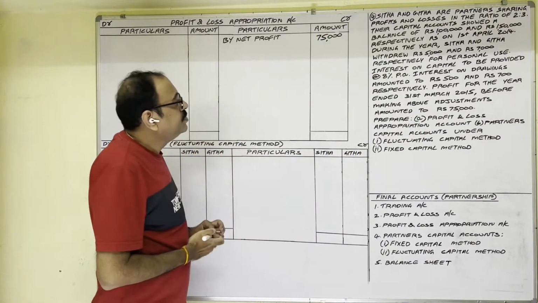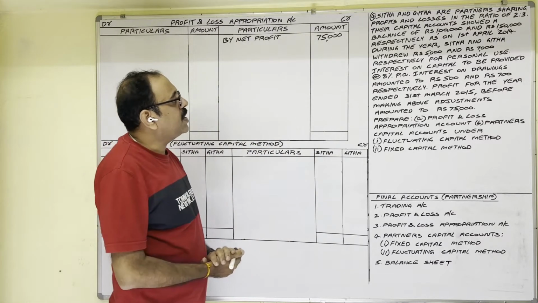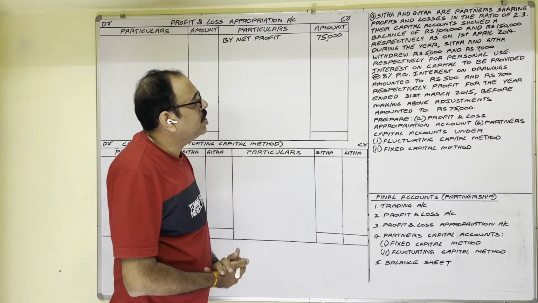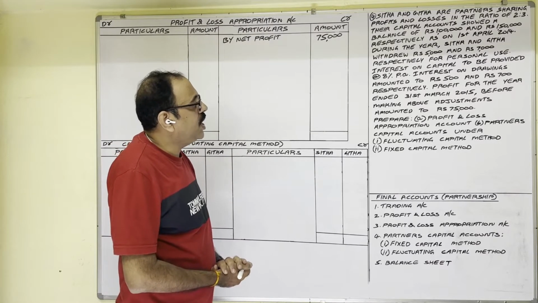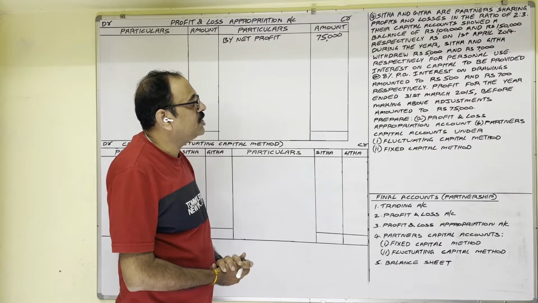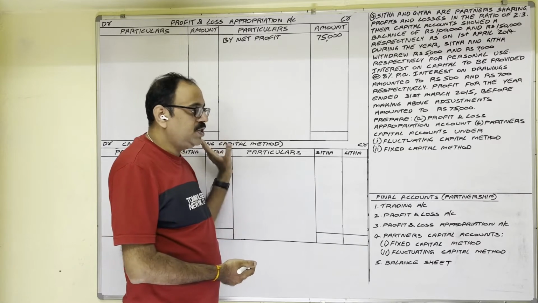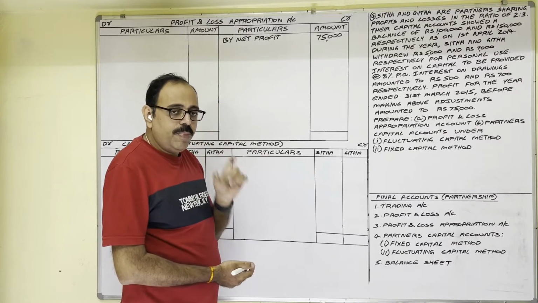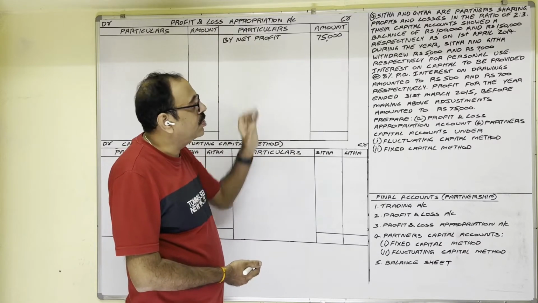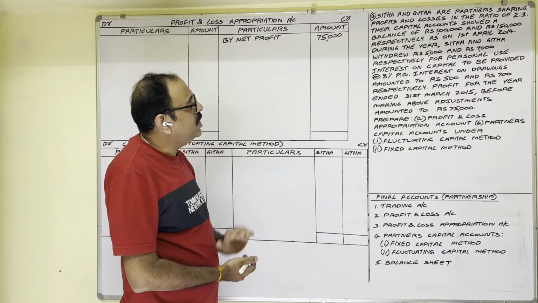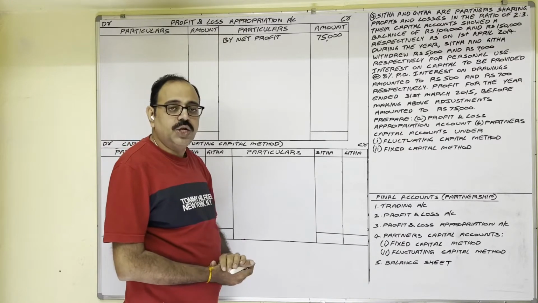Next, see the question from the start. Sita and Geeta are partners sharing profits and losses in the ratio of 2:3. Their capital accounts showed a balance of 1 lakh and 1,50,000 respectively as on 1st April 2014. Opening capital is not an expenditure, not an income. Therefore, you need not show opening capitals in the profit and loss appropriation account. Ignore. Next, during the year, Sita and Geeta withdrew 5,000 and 7,000 respectively for personal use.